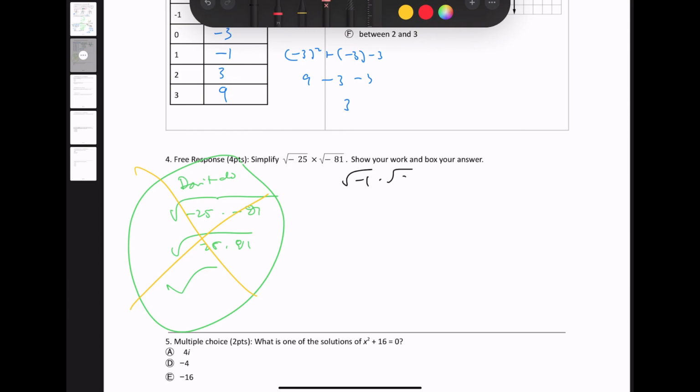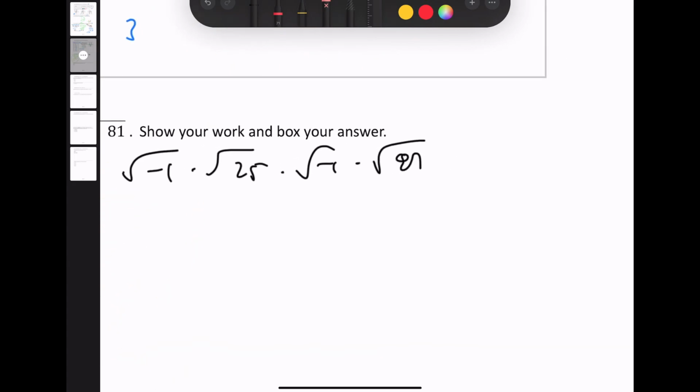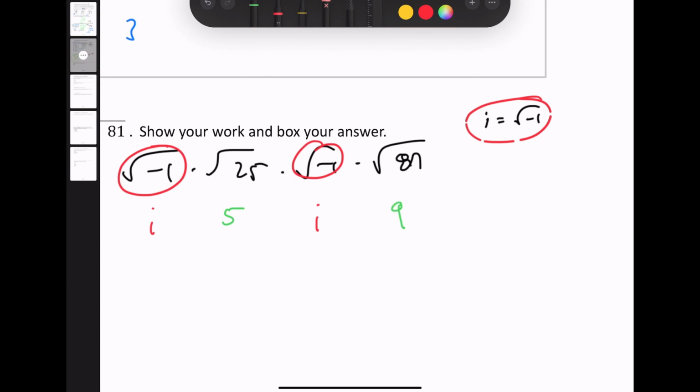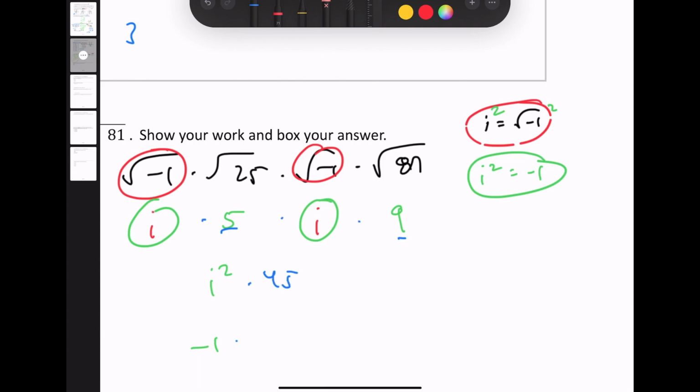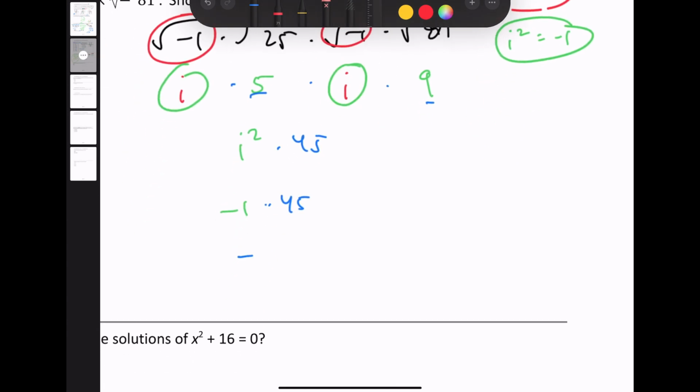So square root of -1 times 25 times square root of -1 times 81. A fact you need to know is i is equal to the square root of -1. So that's going to become here and here. Square root of 25 is 5. Square root of 81 is 9. And then if you square this, you get i squared equals -1. So i times i is i squared, and i squared is -1. 5 times 9 is 45. So your answer is going to be -45.